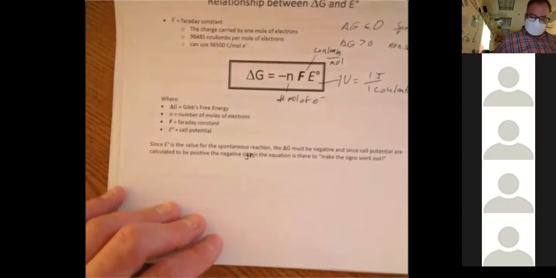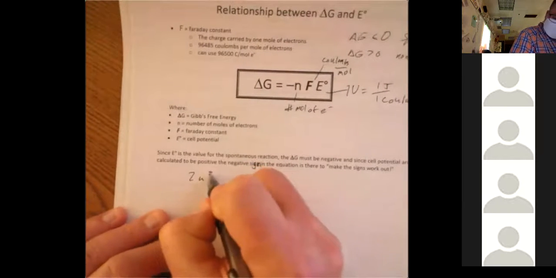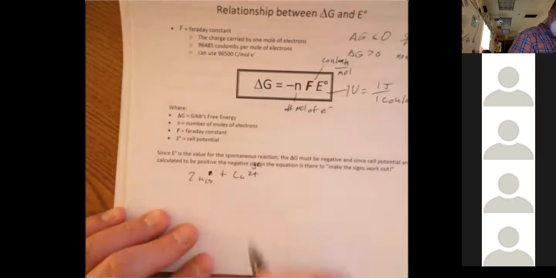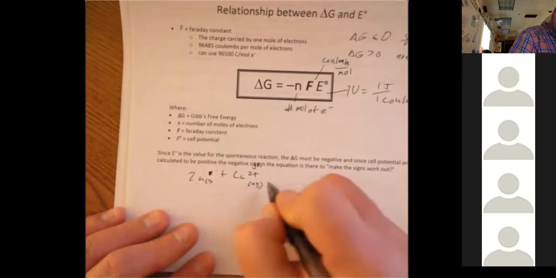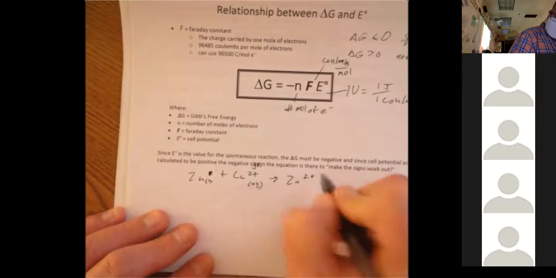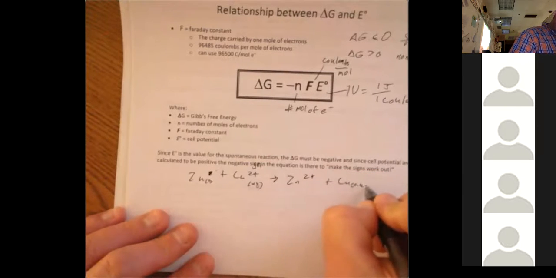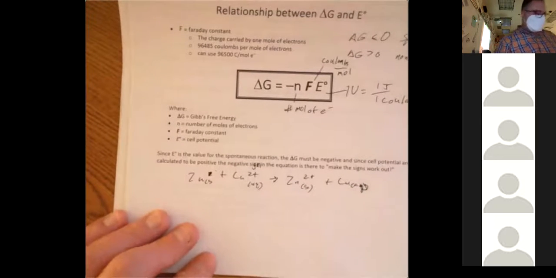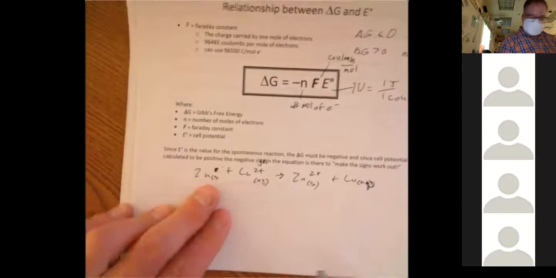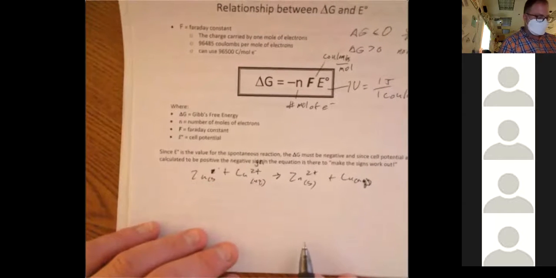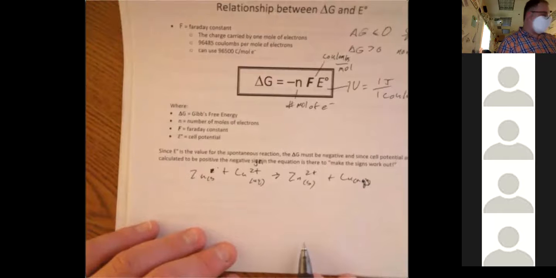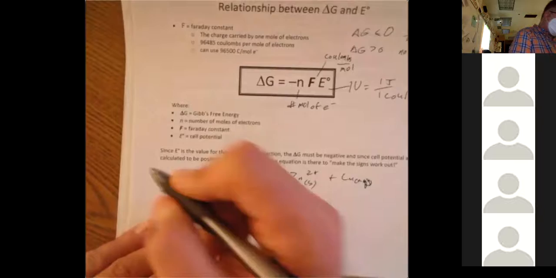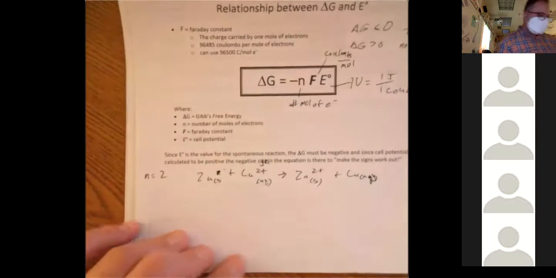So let's take our reaction from last time. Zinc solid plus copper 2+ aqueous yields for us zinc 2+ plus copper. So if we take a look here, how many electrons are going to be given? How many moles of electrons for every 1 mole of this and every 1 mole of this? How many moles of electrons are going to be passed? 2. So n equals 2.